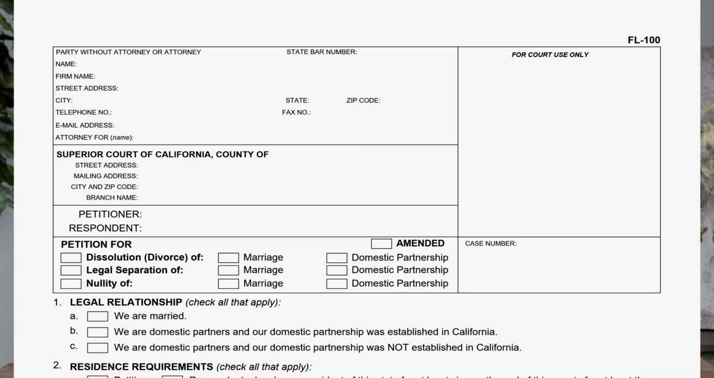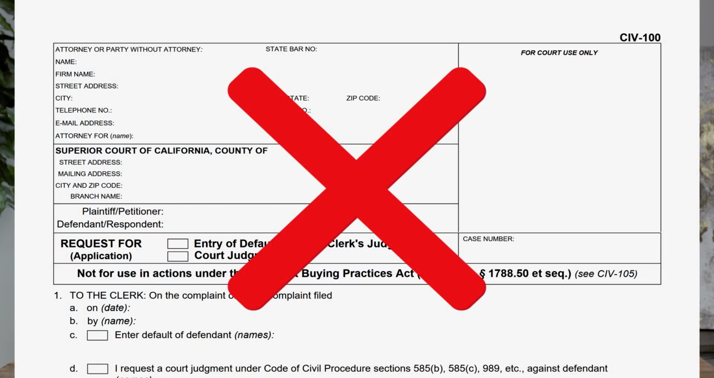These forms are created by the Judicial Council of California, so we call them JC forms for short. There are JC forms for every kind of court case in California. The JC forms for family court are identified with an FL for family law. The FL forms are the ones we'll be using. Make sure you do not use the JC forms for civil cases, which are marked with CIV.